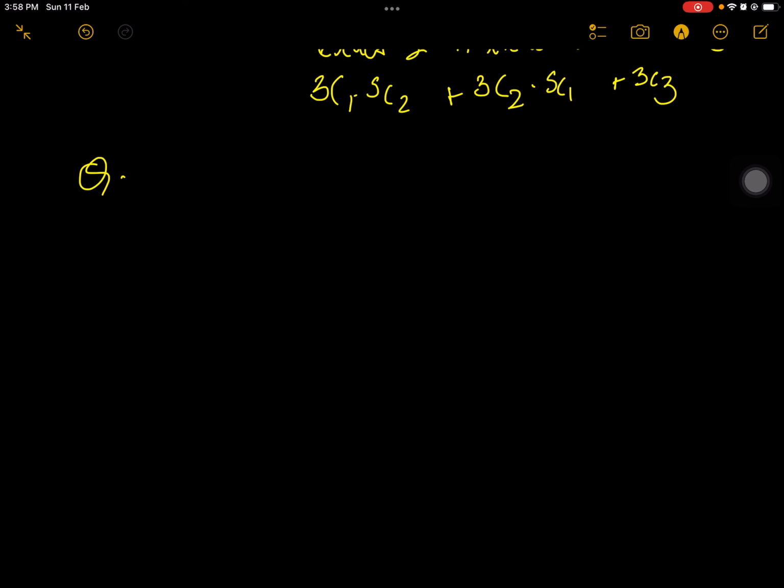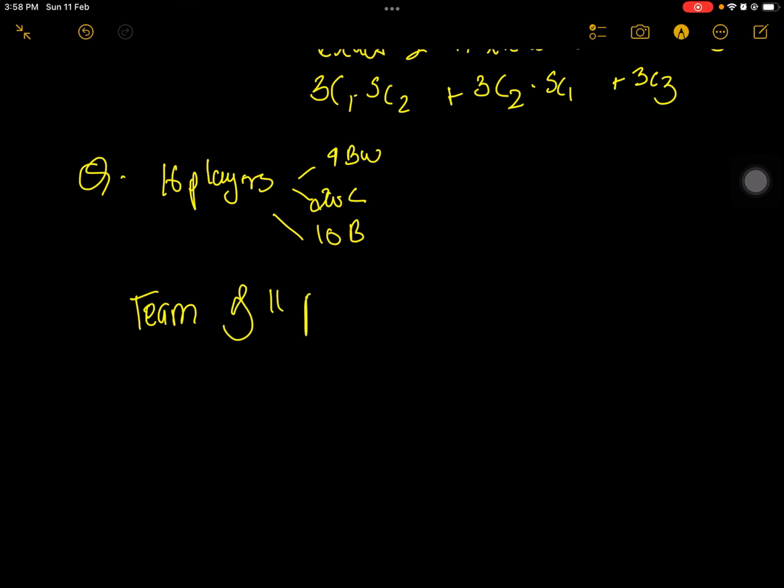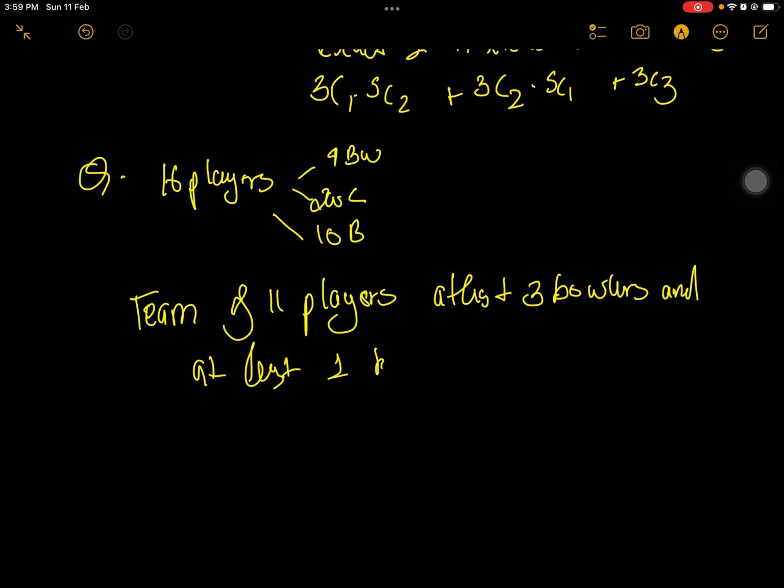Next question is, there's 16 players. So out of which 4 bowlers, 2 wicket keepers and 10 batsmen. We want to make a team of 11 players, obviously, such that I have at least 3 bowlers and at least 1 keeper.